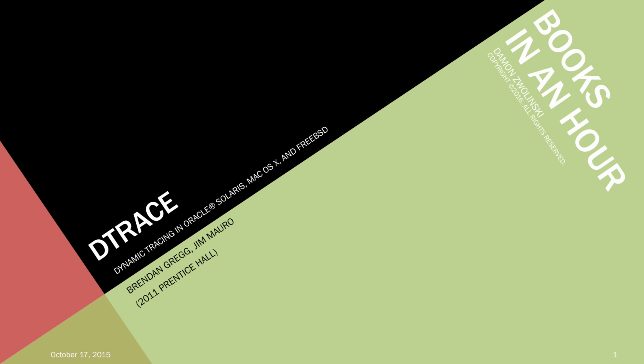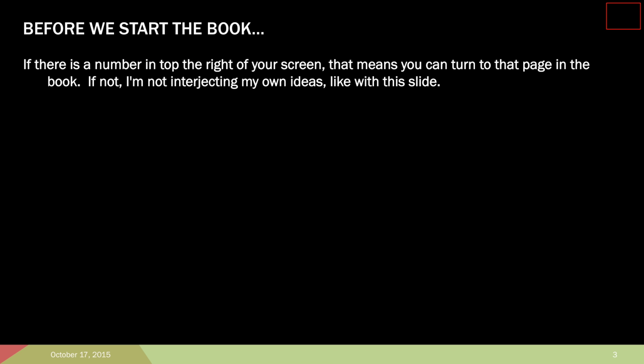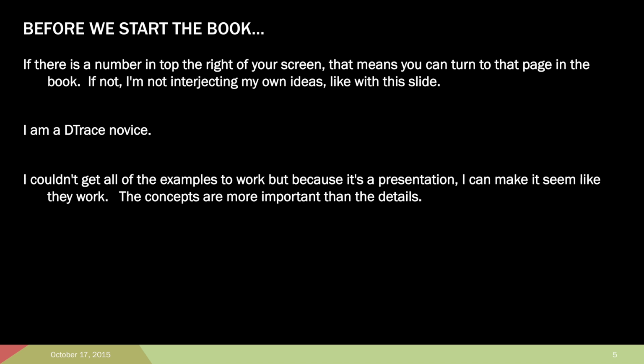Okay, DTrace, Dynamic Tracing in Oracle Solaris, MacOS X and FreeBSD by Brendan Gregg and Jim Mauro, Prentice Hall, 2011. Before we start, book page numbers are at the top right of the screen. No page number means I'm interjecting my own ideas, which may be dangerous since I'm still a DTrace novice.